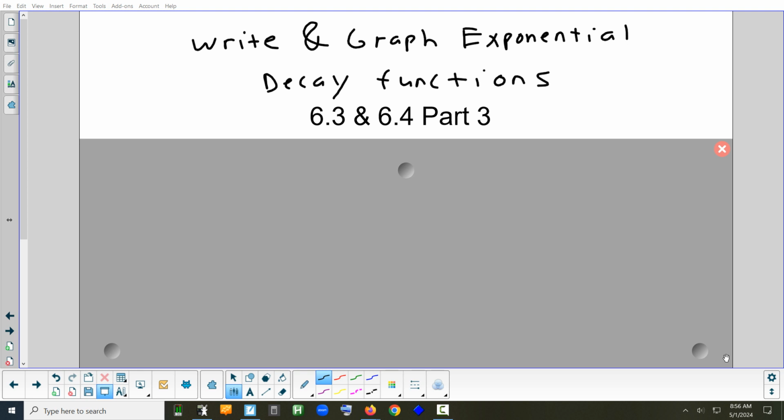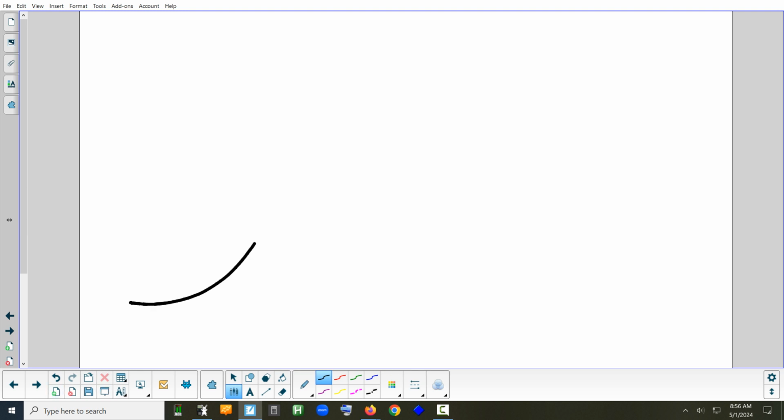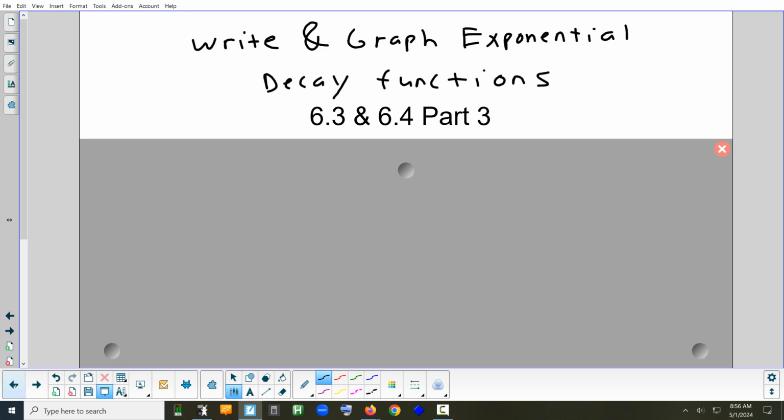Yep. So up until now, we've been studying graphs that basically look like this. Exponential growth. It curves up very quickly. Okay. Now we're going to look at graphs that curve down very quickly. Okay. That's exponential decay.